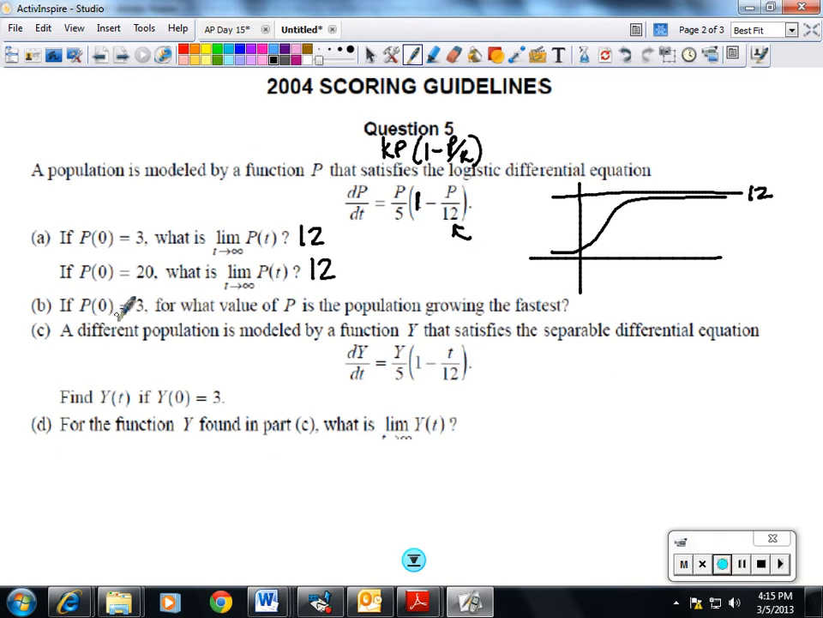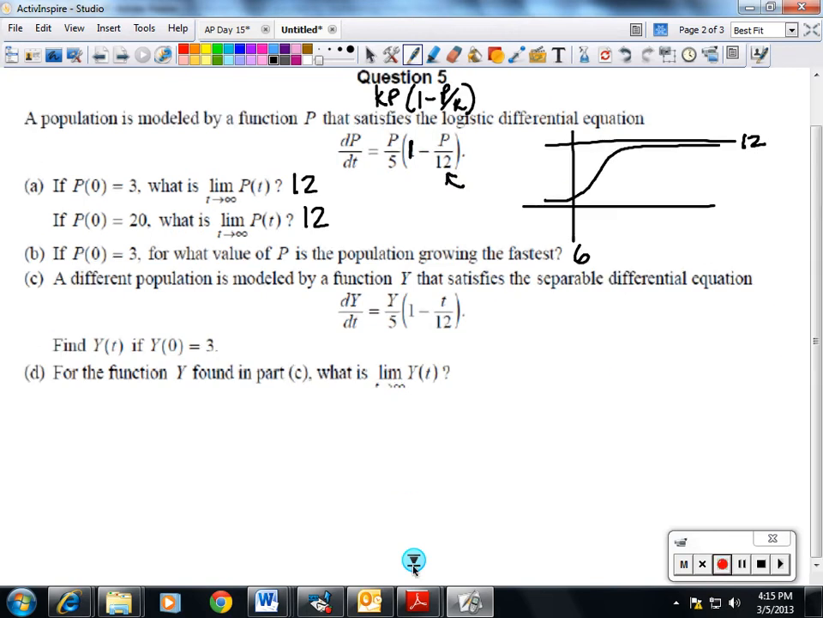So it says if P of 0 equals 3, for what value of P is the population growing the fastest? The population is always growing the fastest at half the carrying capacity, so it's 6 every time. Logistic for AP is not that bad. It's one of the easier topics.